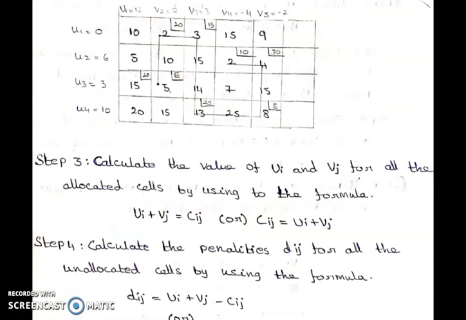Calculate the U and V, and calculate the value of Ui plus Vj for all the allocated cells by using this formula. We have occupied cells and unoccupied cells. Occupied cells are all these cells, and this is called an unoccupied cell. Here m plus n minus 1 equals 8, but only 7 allocations are there. So we have to form a loop. This is not a closed loop. We can form an unclosed loop.